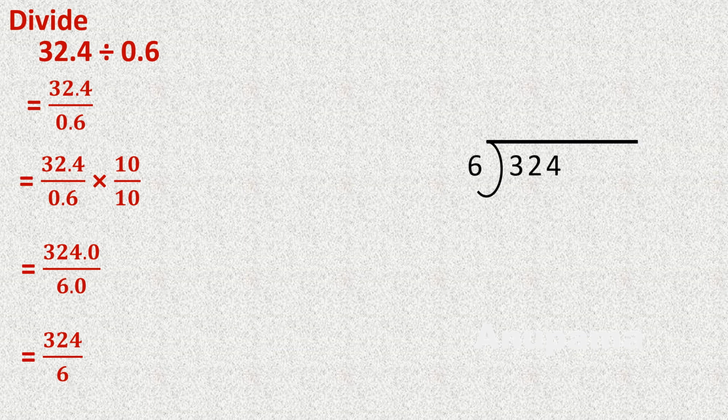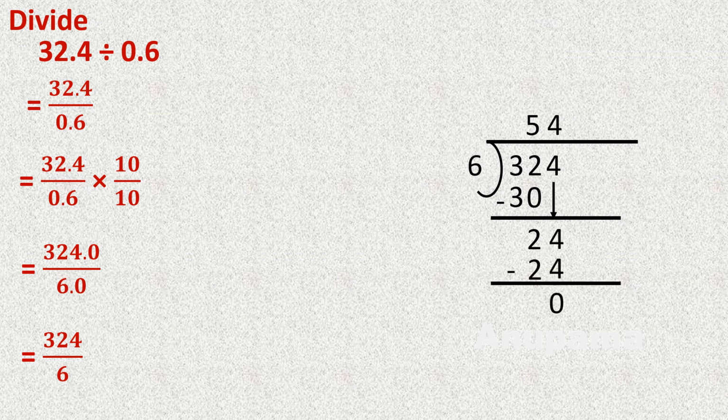324 by 6. So divide it. 6 5s are 30 and subtract it. It is 2. We will write down 4 here. 6 4s are 24. It is a simple kind of division and it gives quotient 54, which is our final answer.